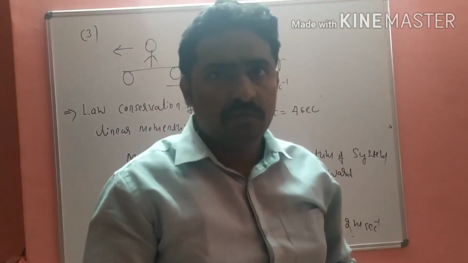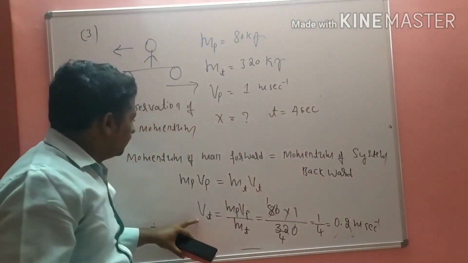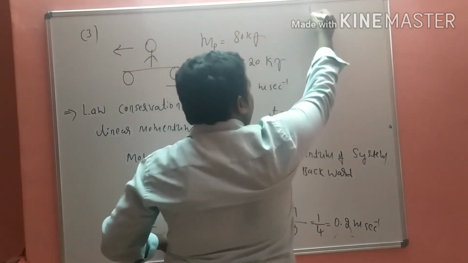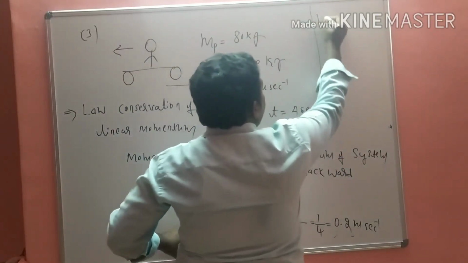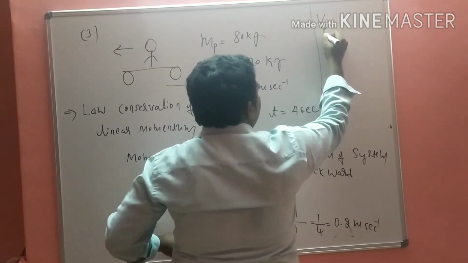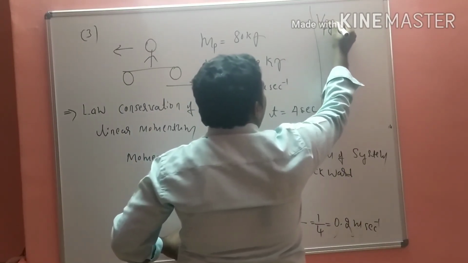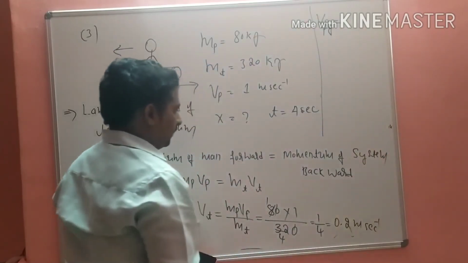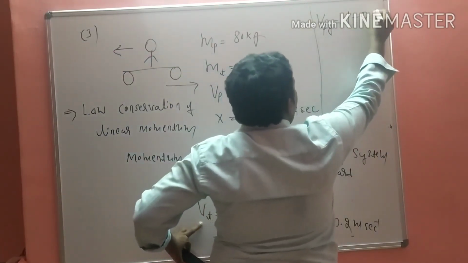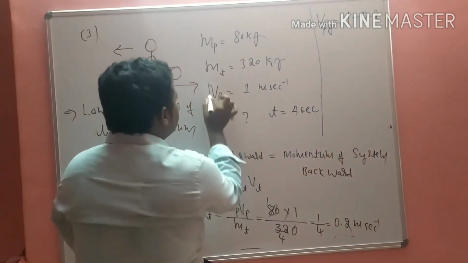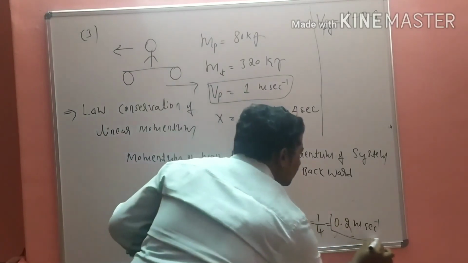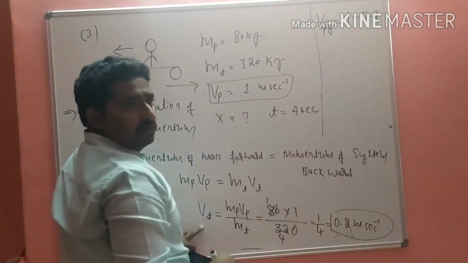Correct? Okay, so that means the relative velocity of the person with respect to the ground is equal to 1 minus 0.2, because this is the person's speed and this is the trolley's speed.